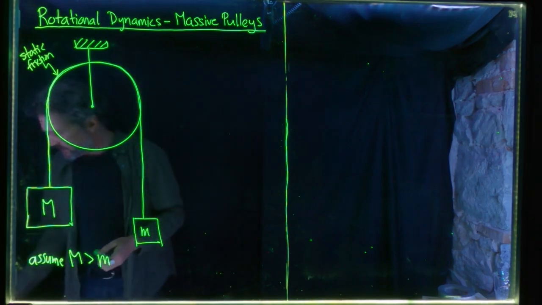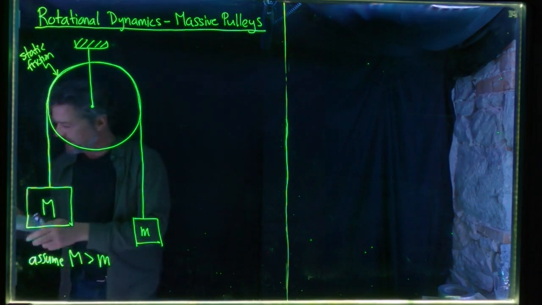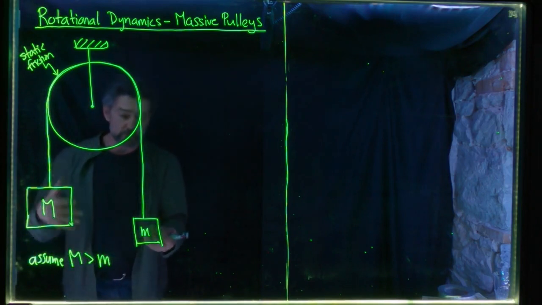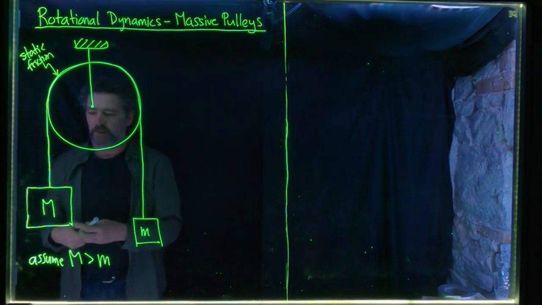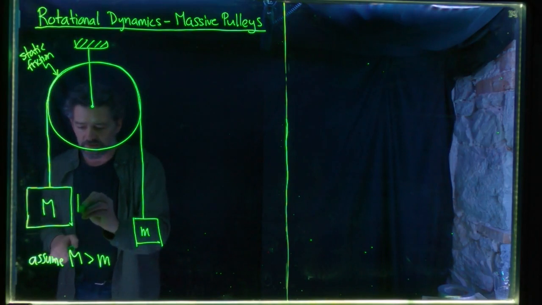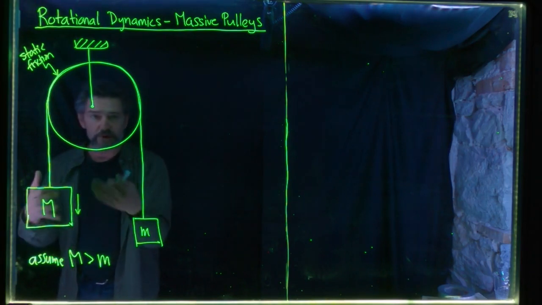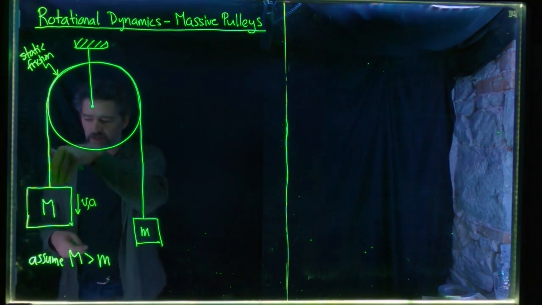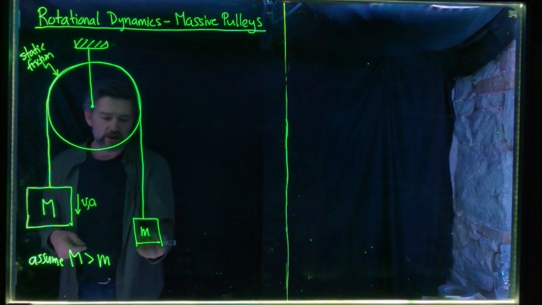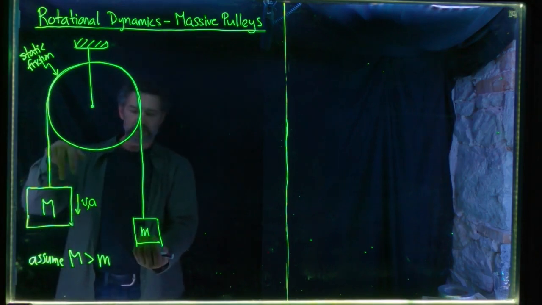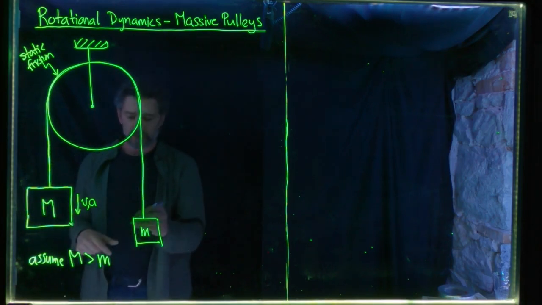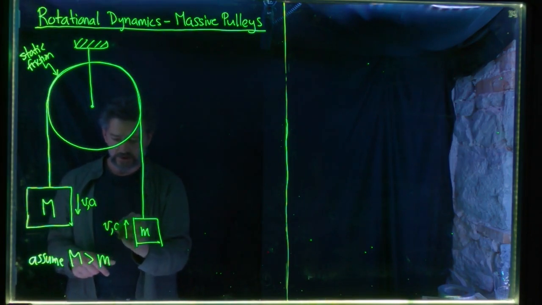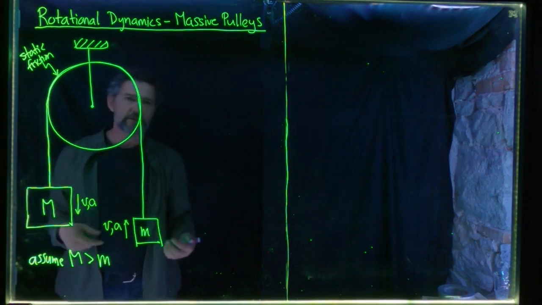Okay, great. So assuming that big M is bigger than little m, when we release the system, big M is going to be accelerating downwards, and it will also have a velocity at any instant of time downwards. So the velocity and the acceleration of big M at any instant of time will be downwards. And of course, the velocity and acceleration of little m will be exactly the same as big M, but in the upwards direction. At any instant of time, big M and little m have exactly the same magnitude of velocity and acceleration.